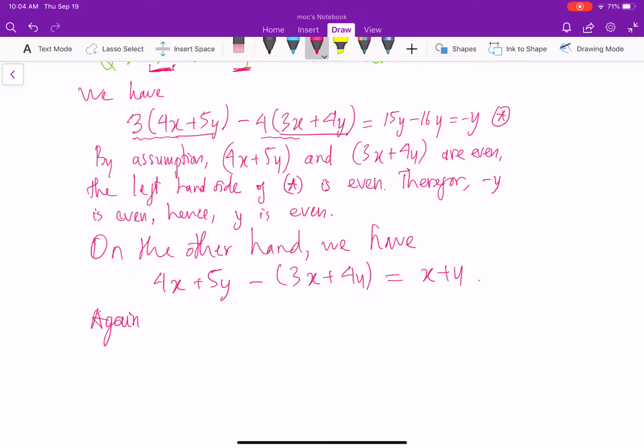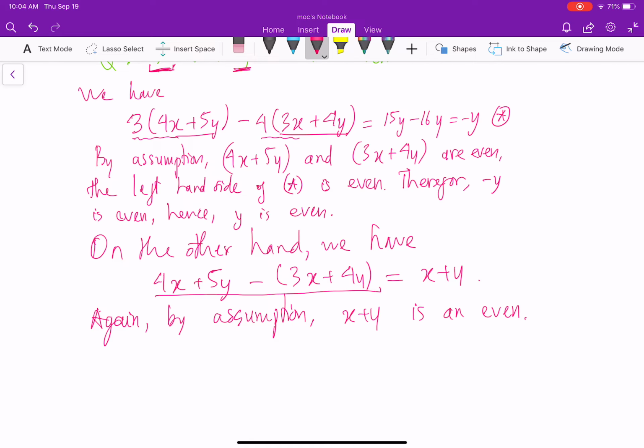Again, by assumption, x plus y is an even. So I skip that. By assumption, 4x plus 5y and 3x plus 4y are even. So I just go ahead: by assumption we have that x plus y is an even, because the difference of two even numbers is an even. So I say that x plus y is an even.